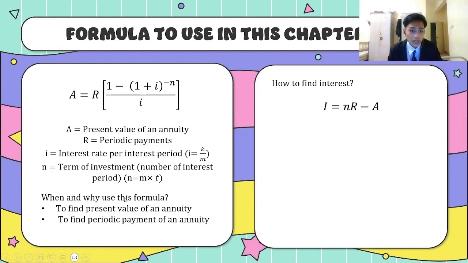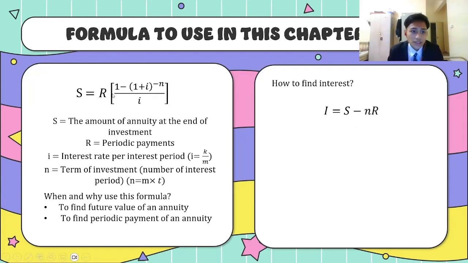When and why use this formula? This formula is used to find the present value of an annuity and to find the periodic payment of an annuity. How to find interest? We use this formula, that is I equals N multiplied by R minus A.